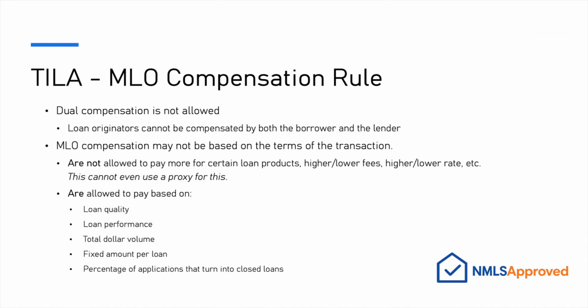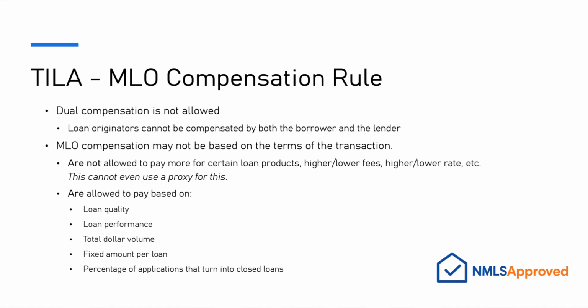Now, we also have the MLO compensation rule under TILA, and it has 2 parts. The first part is that dual compensation is not allowed. Loan originators have to decide, do they want to be compensated by the borrower or by the lender? Loan originators cannot be compensated by both the borrower and the lender. That's considered dual compensation, and it's prohibited under TILA.